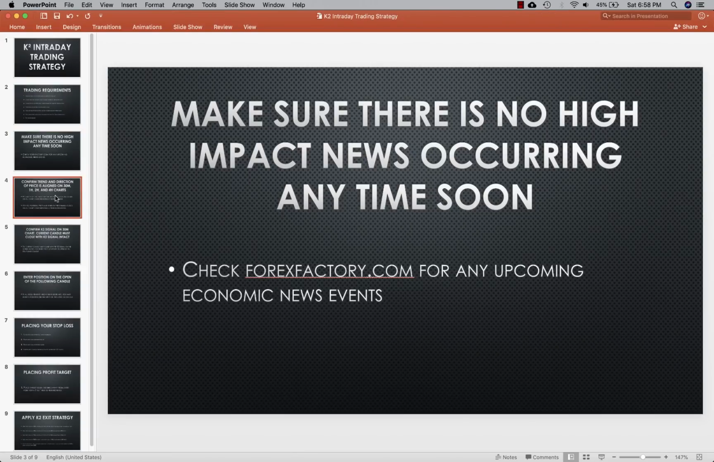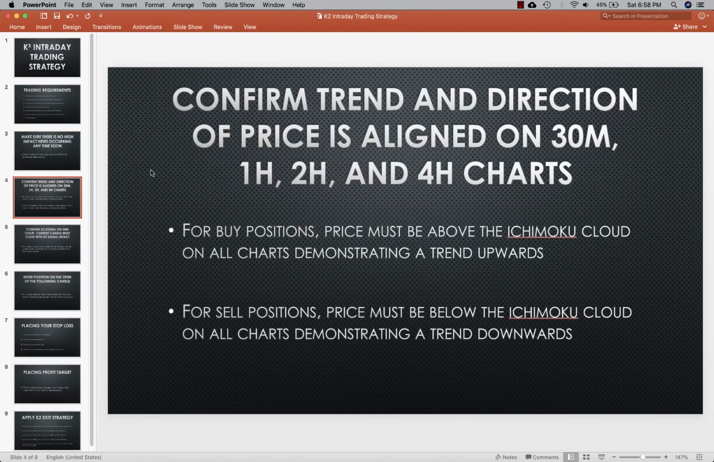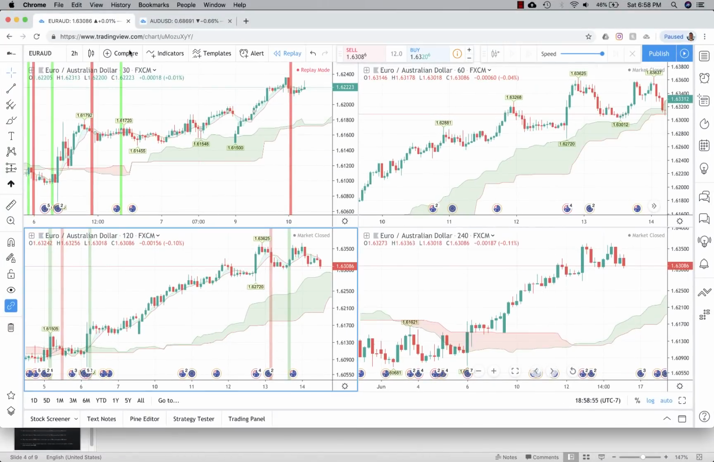All right, next. So the next thing you'll do is you'll confirm the trend and direction of price, and you'll make sure that it's aligned on the 30-minute, 1 hour, 2 hour, and 4 hour charts. For buy positions, price must be above the Ichimoku cloud on all the charts, demonstrating a trend upwards. For a sell position, price must be below the Ichimoku cloud on all the charts, which will be demonstrating a trend downwards. So let me show you that on the charts.